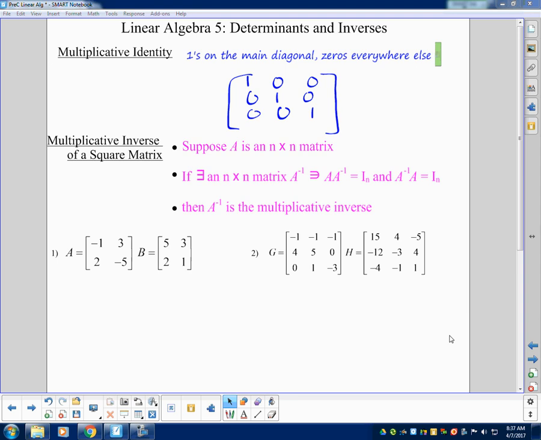So here we have A times B. To test whether those are inverses, we have to multiply them in one order, A times B, and then B times A. And in both cases, it must equal the identity matrix. The identity matrix for a 2 by 2 is just going to look like this. There's the 2 by 2 identity. So let's try it. A times B. So we're going to go -1, 3, 2, and -5, times 5, 3, 2, and 1.